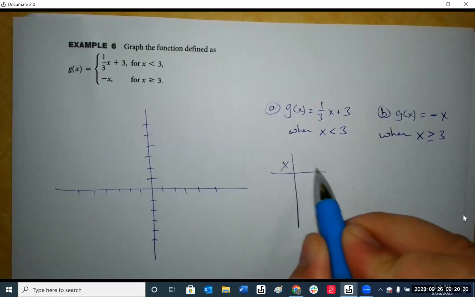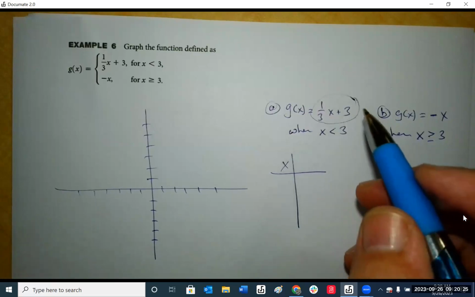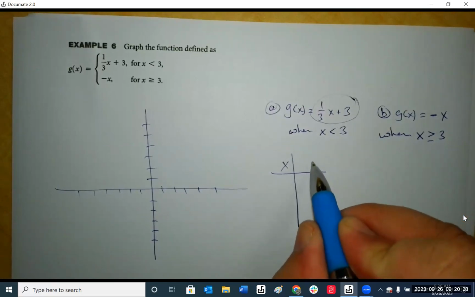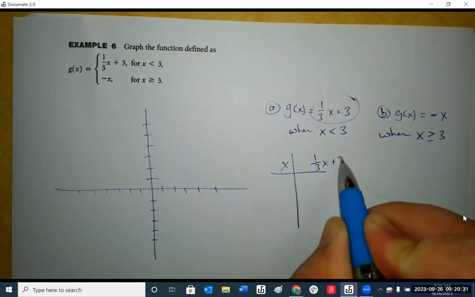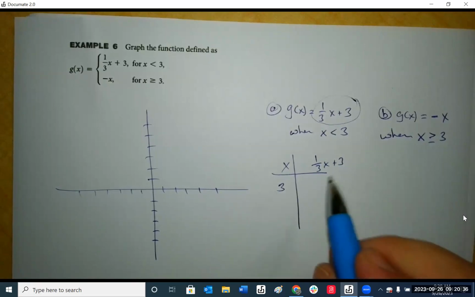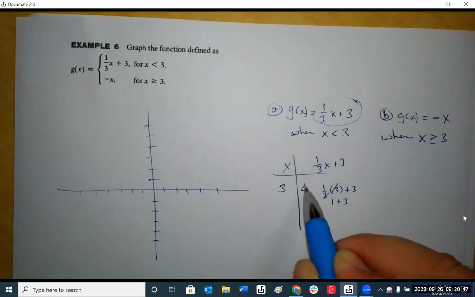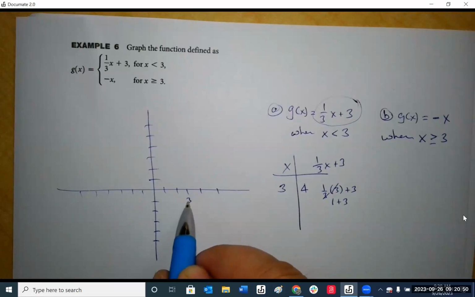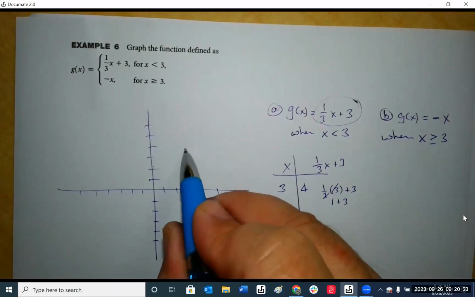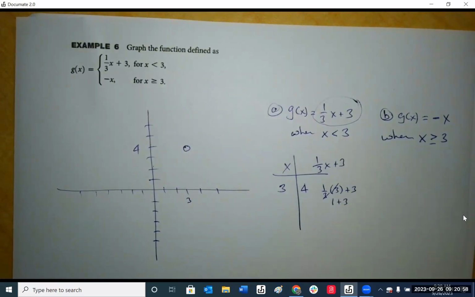So let's look at the first one. It's a linear equation because x doesn't have an exponent or any special operation on it. When x is less than 3, I start off with 3. If I plug it in there for x, the 3's cancel, leaving me with 1. 1 plus 3 is 4. So at 3, 4, I have an open circle, because I cannot use that 3.